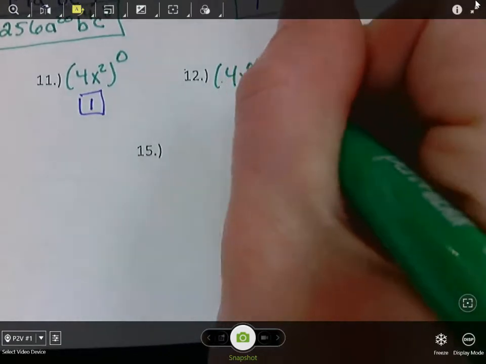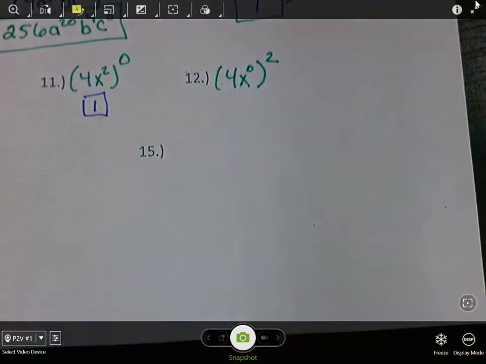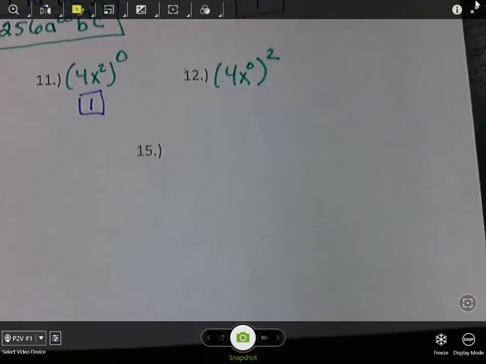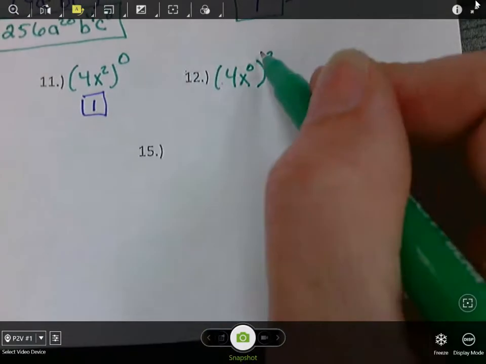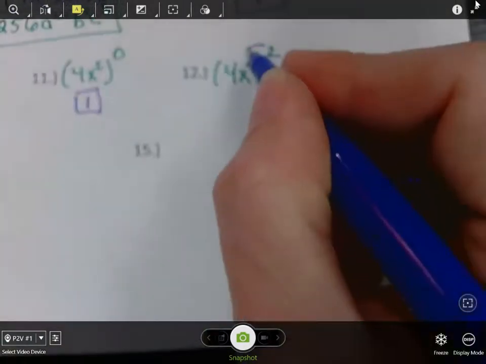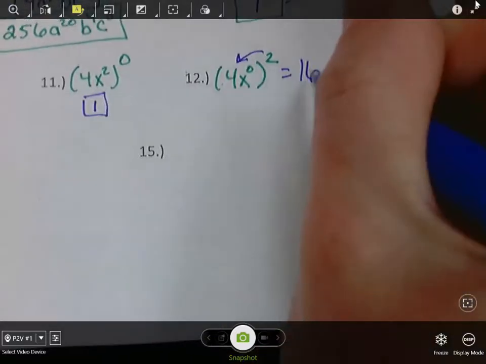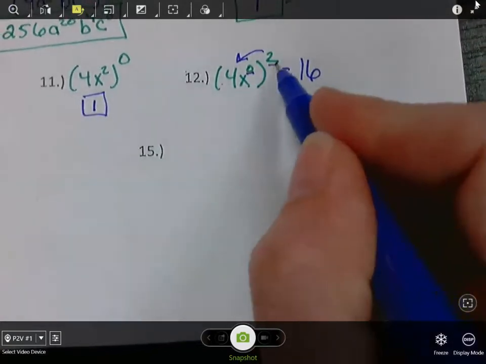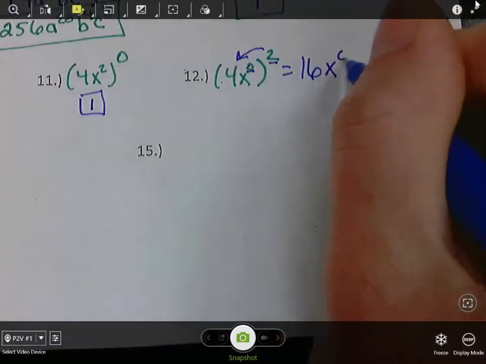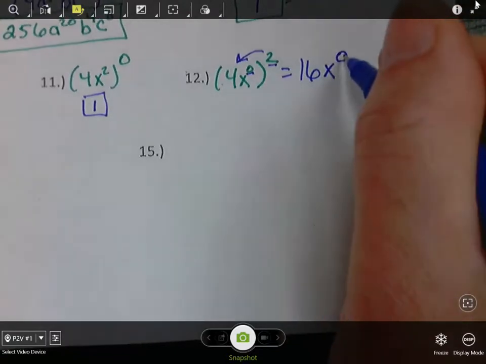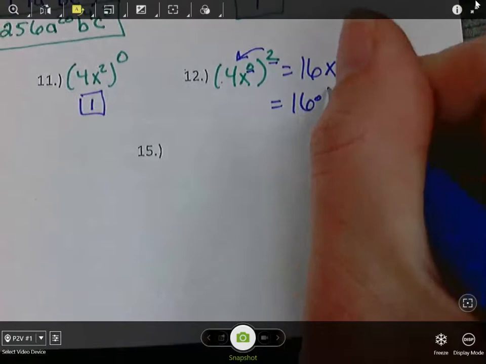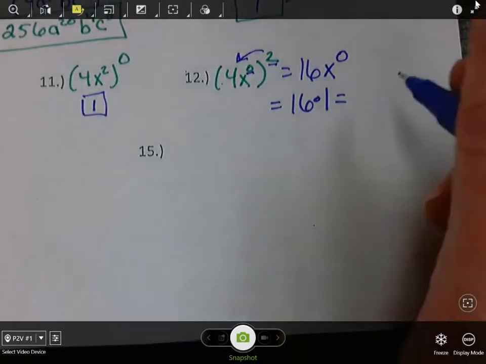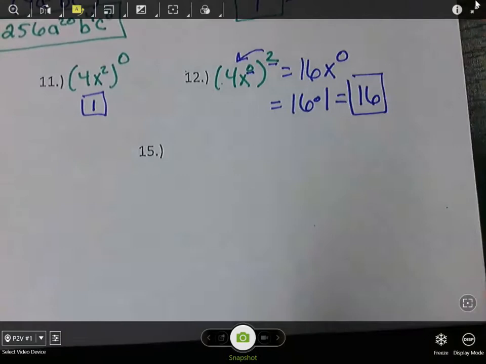Number 12. 4x to the 0 power squared. Still 1? Well, let's work it out. First, you do 4 squared. What's 4 squared? 16. Now you do x to the power of 0 to the power of 2. Remember, you multiply 0 times 2. It's 0. What's x to the 0 power going to be? 1. So that's 16 times 1, which is 16. Anything times 1 is itself.